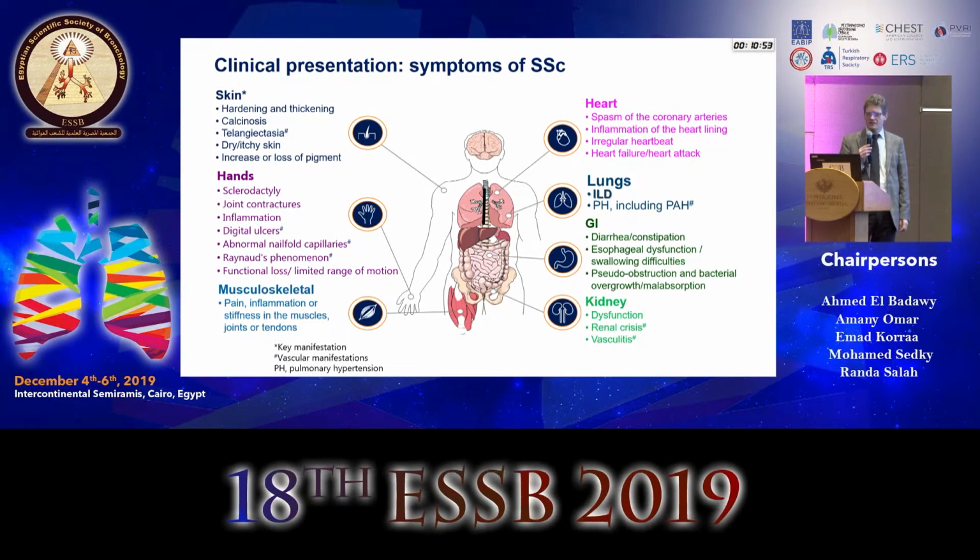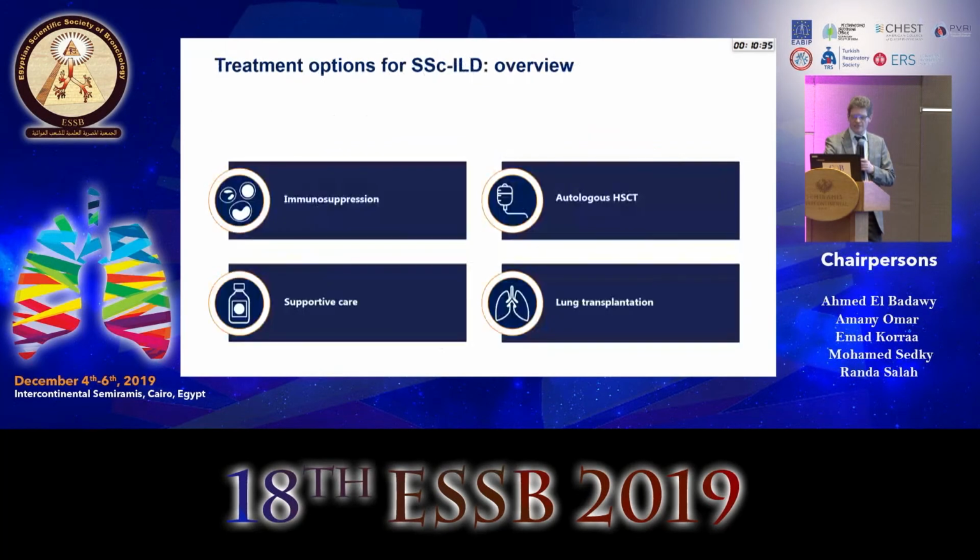And the pulmonary involvement in these patients is the main factor associated with the reduction in survival. Systemic sclerosis is a disease not only affecting the skin and, as I said, the lung, but all different kinds of organ systems: the heart, the gastrointestinal tract, the kidneys, the musculoskeletal system, a real systemic disorder. What can we do for this disease?